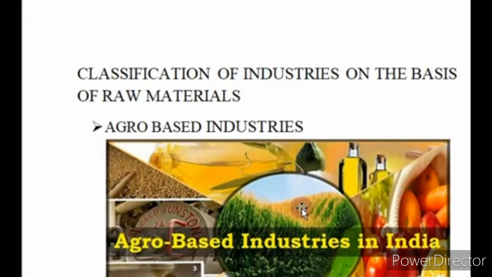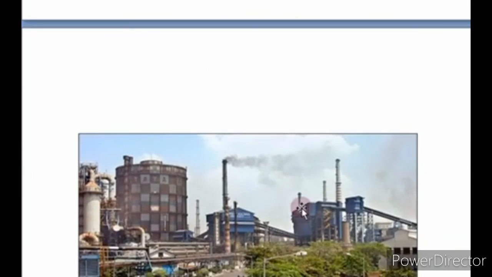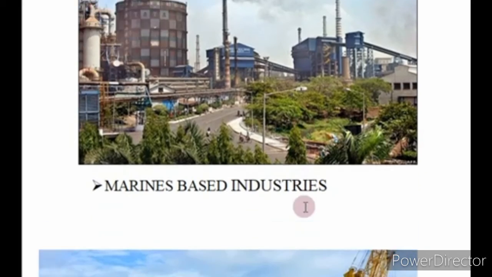Classification of industries on the basis of raw materials. Agro-based industries. These industries use plant and animal based products as their raw materials. Mineral based industries. These are the industries that use mineral ores as their raw materials. Iron made from iron ore is the product of a mineral based industry. Cement, machine tools, etc. are examples of mineral based industry.